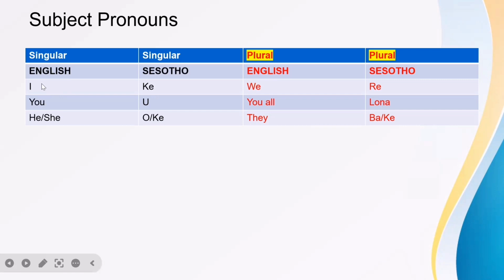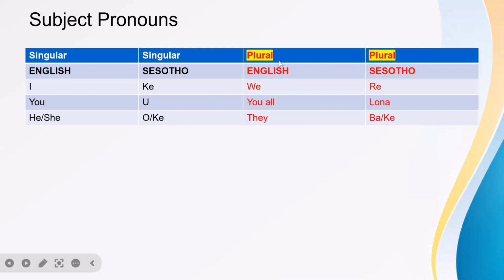All right, so let's start from scratch. So I, in English, and in Sesotho, ke. It's more of a lower tone. And you, it is o, as in ooh la la. He or she, the pronoun for that is o or ke. So when you're referring to he or she, ke with a higher pitched tone.